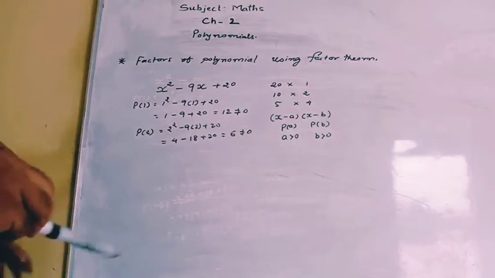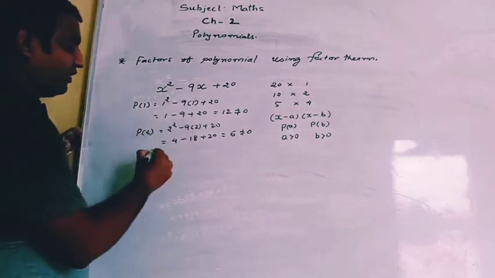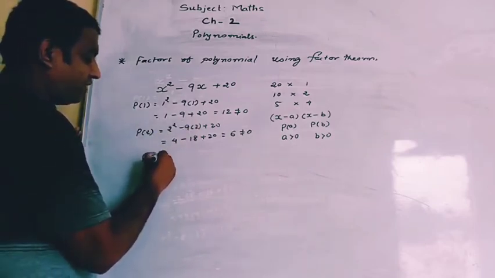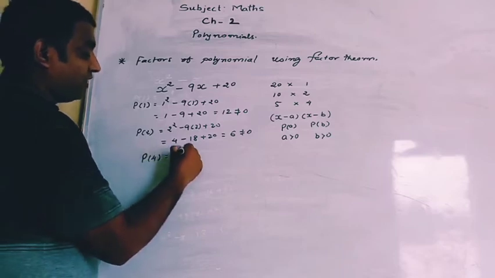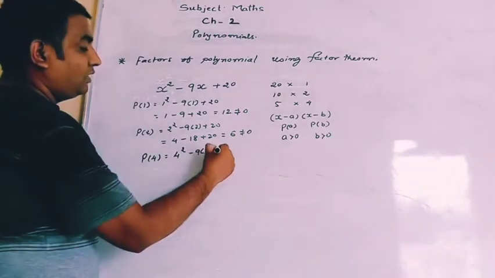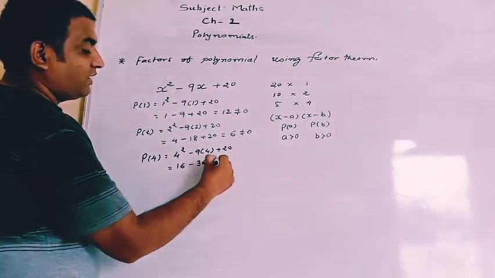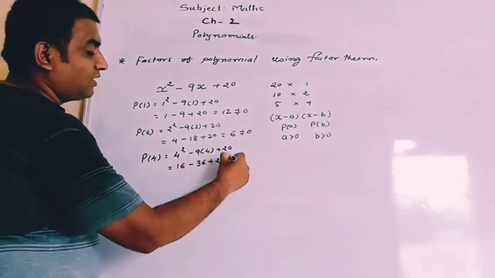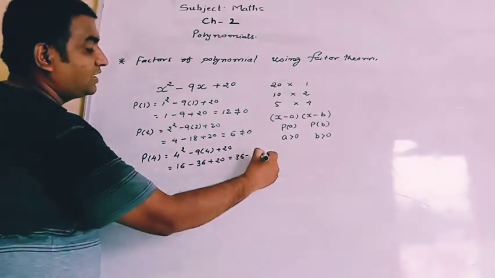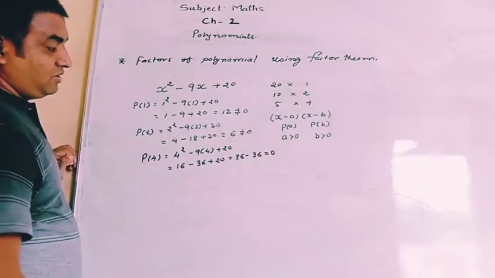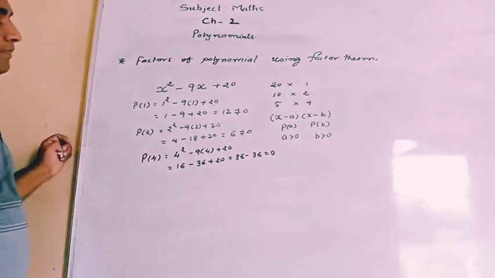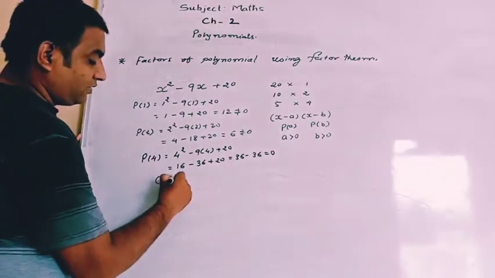And so we can say that x minus 2 is not a factor. Now P(4) we take. Then 4 squared minus 9 into 4 plus 20, so it is 16 minus 36 plus 20. So 20 plus 16 is 36, 36 minus 36 equals 0. And so we can say that x minus 4 is a factor.